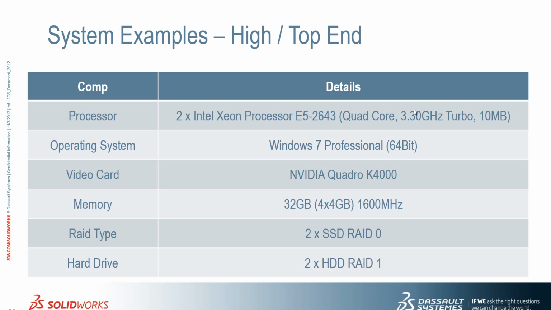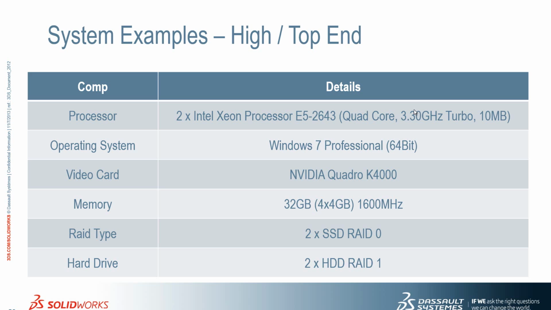You could either get away with that or the top of the range i7 Extreme, which you can overclock to probably more than 3.3 these days. Windows 7 or 8, gotta be 64-bit. Video card K4000 or above, 32 gig of RAM.